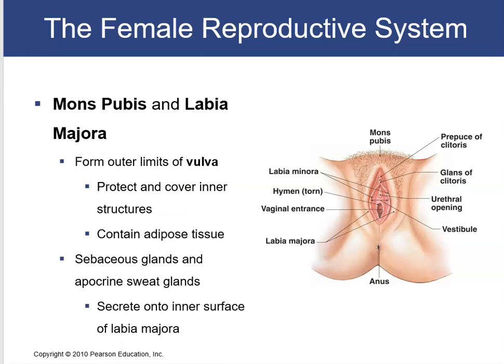The mons pubis and the labia majora form the outer limits of the vulva. They protect and cover the inner structures, and they are primarily adipose tissue. You will also find sebaceous glands and apocrine sweat glands here that secrete onto the inner surface of the labia majora.